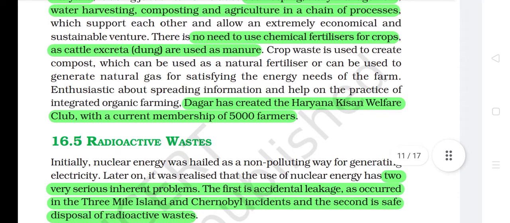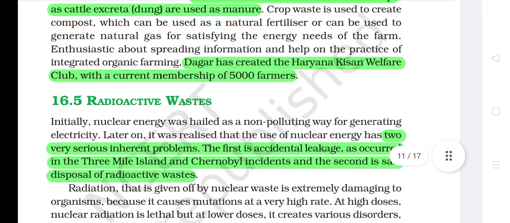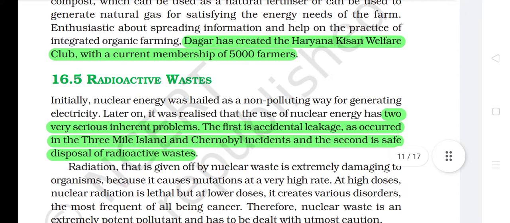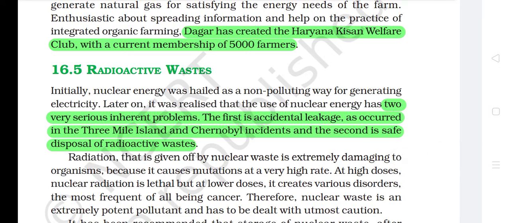There is no need to use chemical fertilizers for crops as cattle excreta, dung are used as manure. Crop waste is used to create compost, which can be used as a natural fertilizer or can be used to generate natural gas for satisfying the energy needs of the farm. Enthusiastic about spreading information and help on the practice of integrated organic farming, Dagar has created the Haryana Kisan Welfare Club with a current membership of 5,000 farmers.